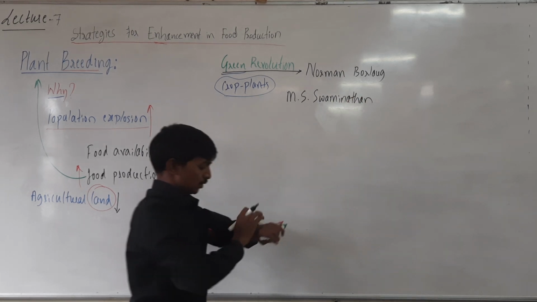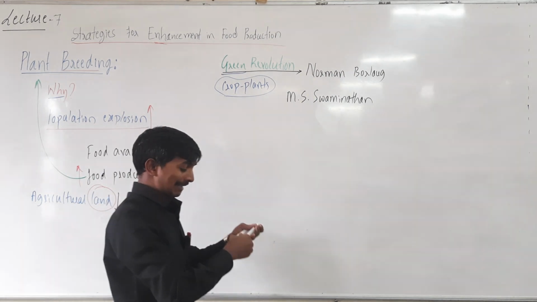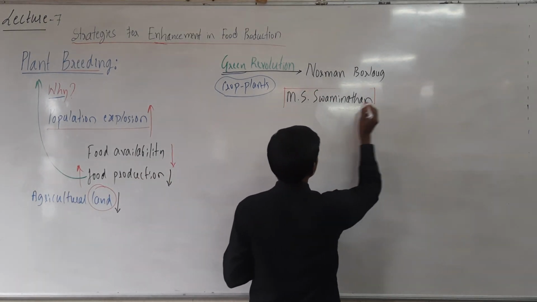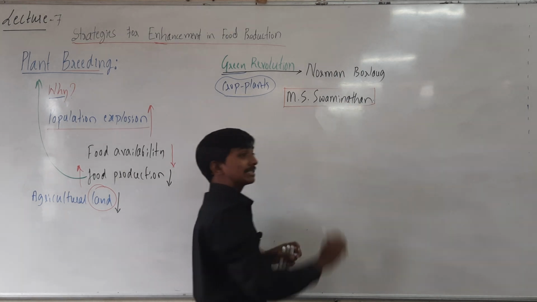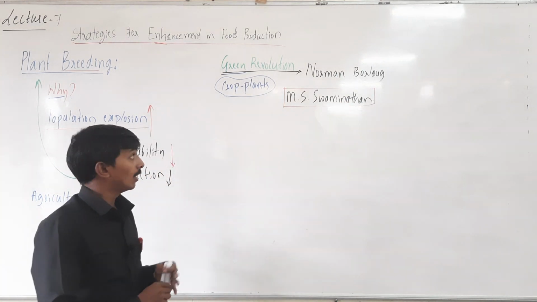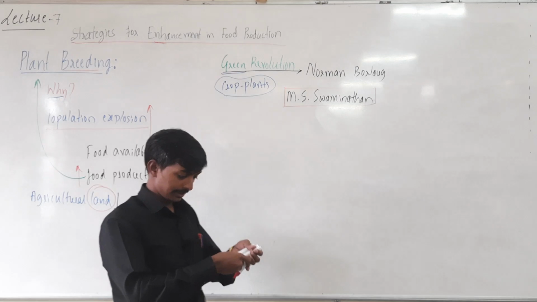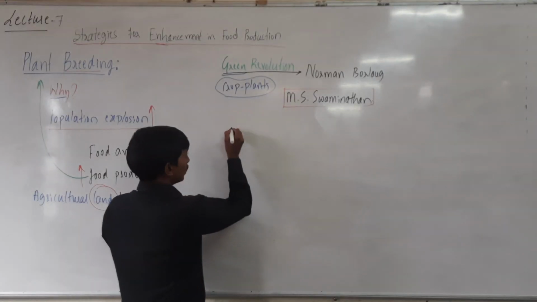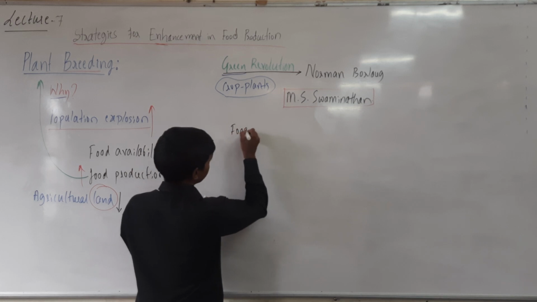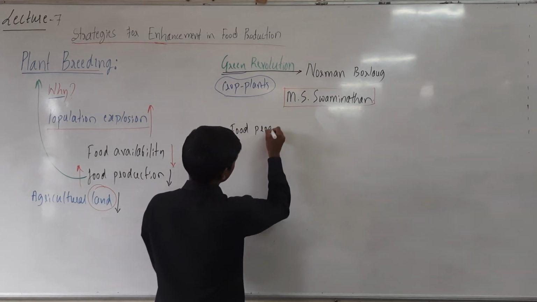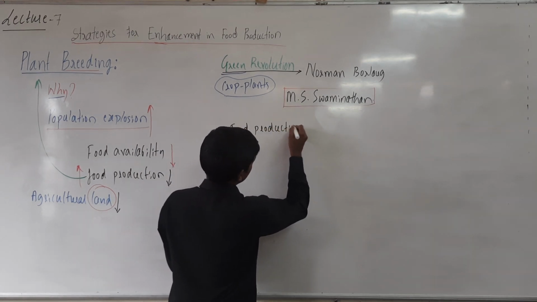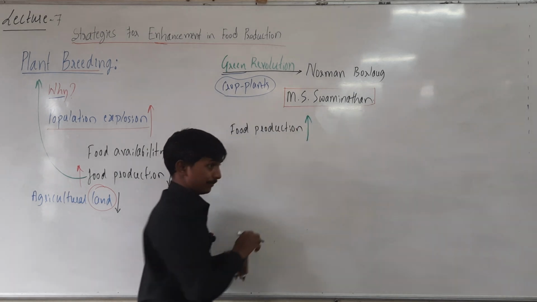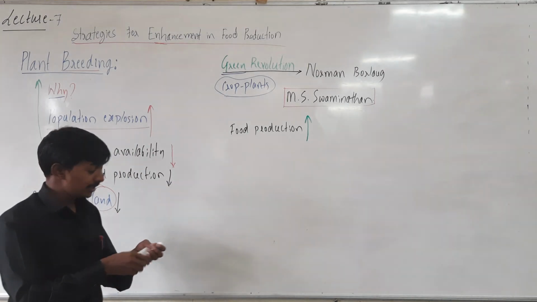M.S. Swaminathan is the father of the Green Revolution in India. Right. So, what is the aim of this Green Revolution? What is the motto of this Green Revolution? Just to increase the food production. The food production must be increased. How can it be increased?